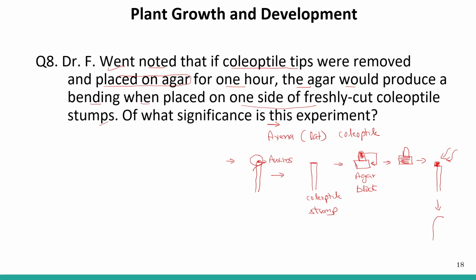Now again, although the shoot tip has been removed, it has been decapitated, still bending was observed. Why? Because the auxins from the agar block now diffuse into the coleoptile stump. So this was the experiment done by Went. This is known as the agar block experiment.